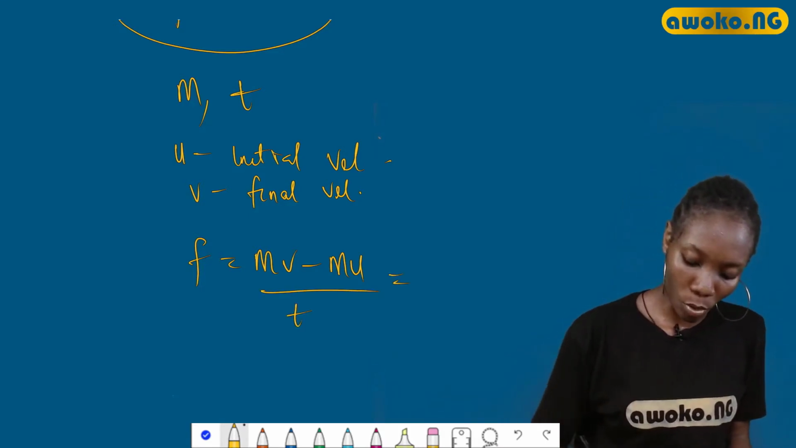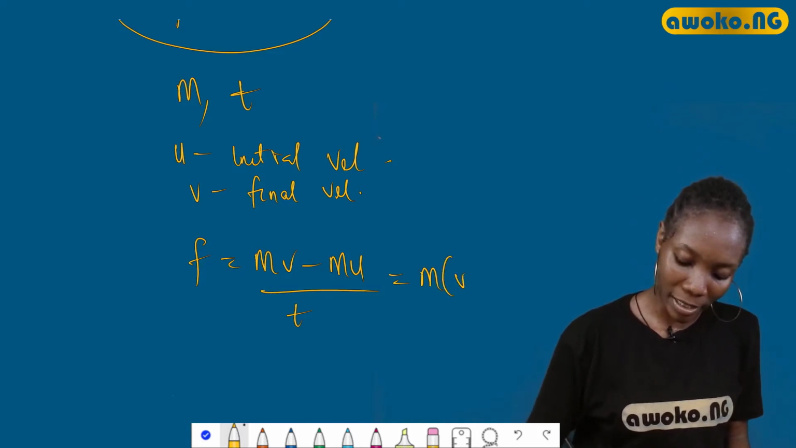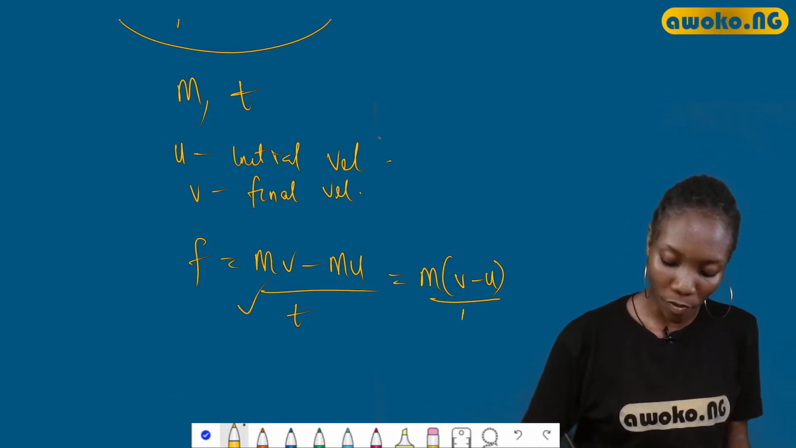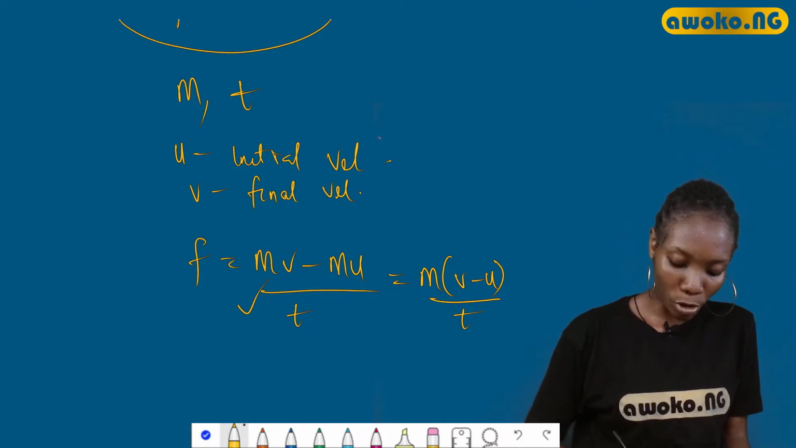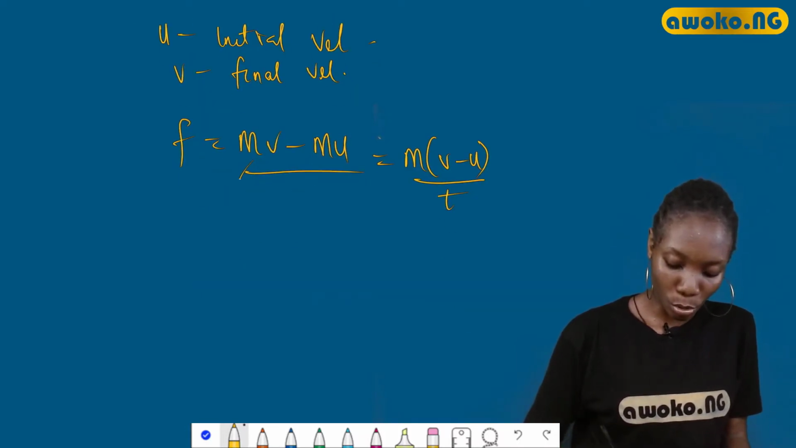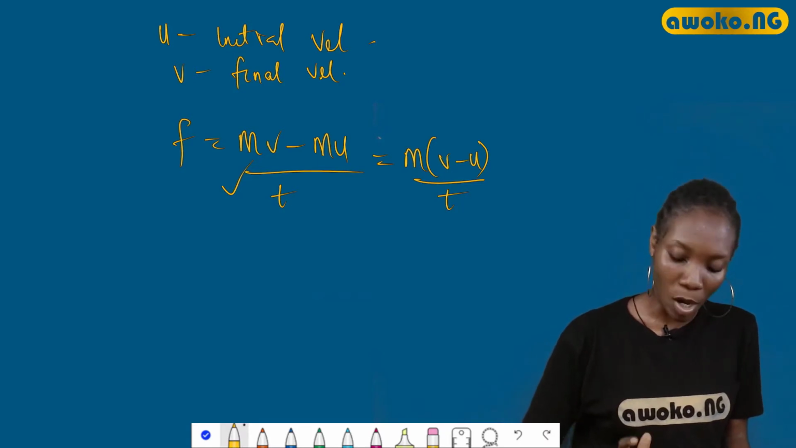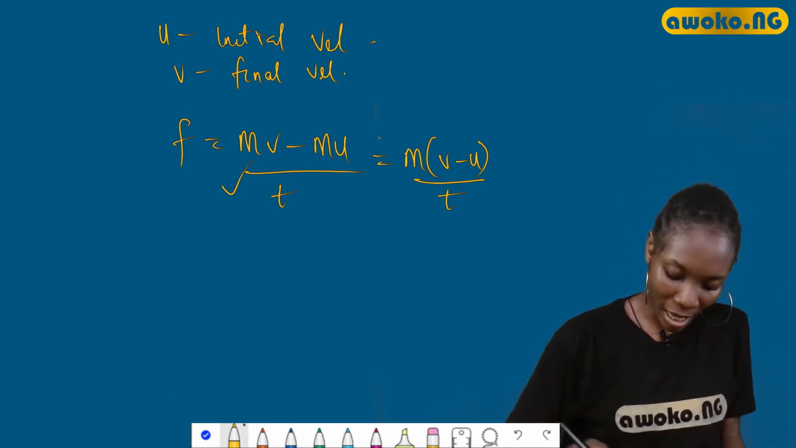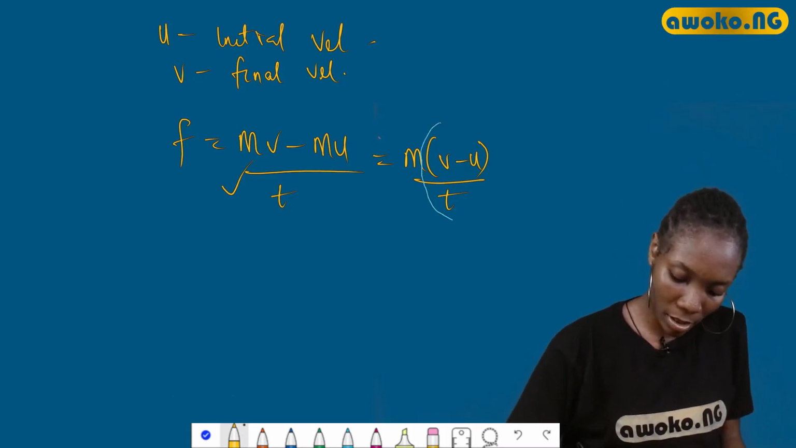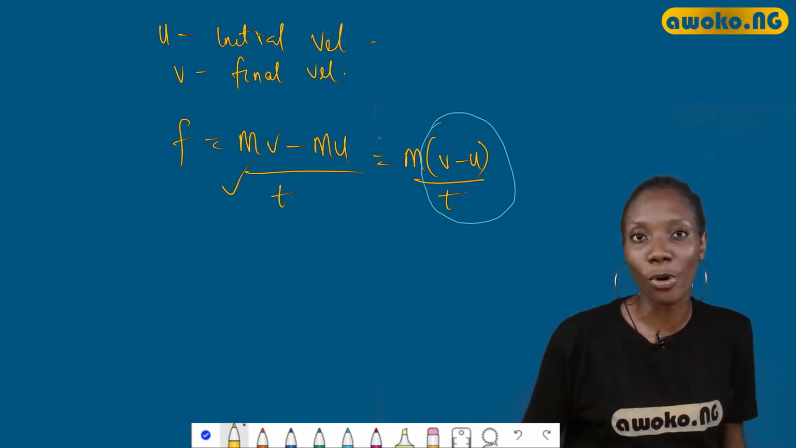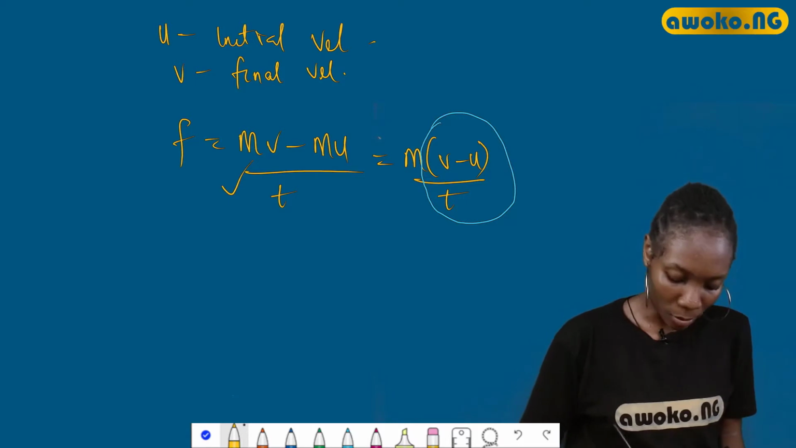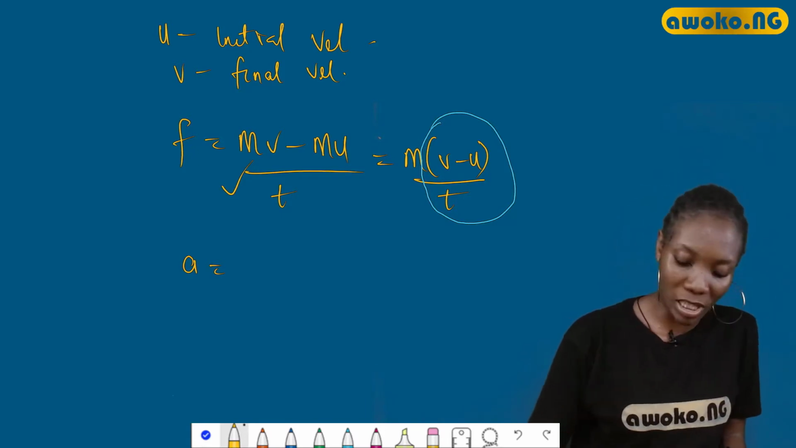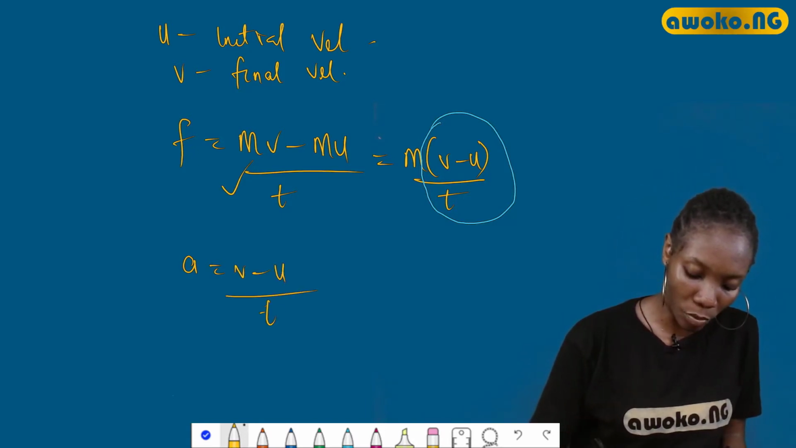So if we go ahead, we get m bracket v minus u. If you open up the bracket, you get this stuff back, right? So over t. So you can see that Newton's second law has been reduced to this mathematically. But if you check something, I hope you all can see my screen. Now you're going to see that this stuff here is like an equation that we're already familiar with, right? This is simply acceleration. Remember, acceleration is change in velocity with time. So this is simply acceleration, (v minus u) over t.